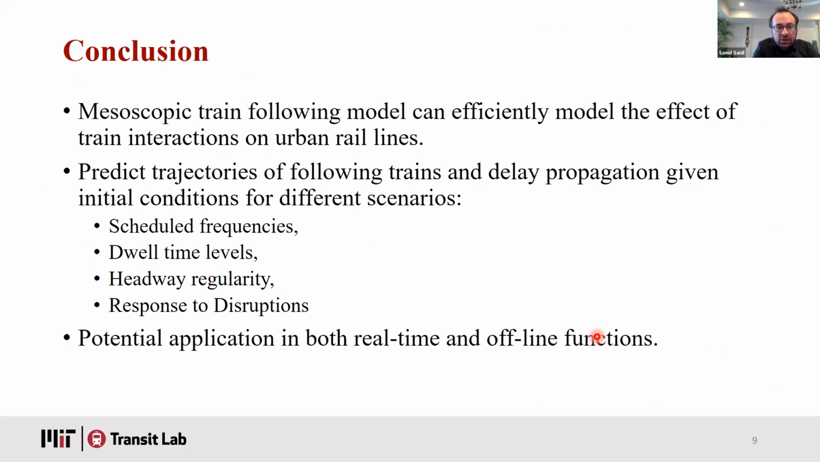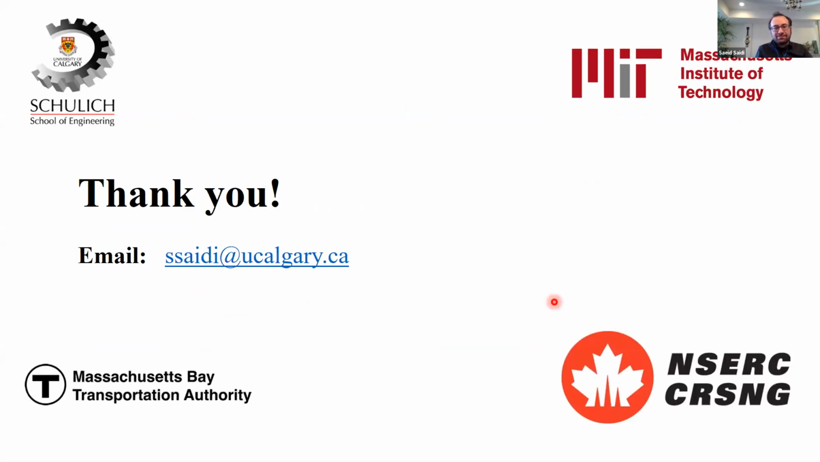And we can also look at different response strategies to the disruptions and explore different options, such as holding, dwell time control, or dropping a service. And I want to emphasize that this model can be used both for offline applications and real time, after collecting all those historical data and generating those train delay curves. We can run the model in a simple spreadsheet model, so it has real-time applications. Thank you very much for your attention.